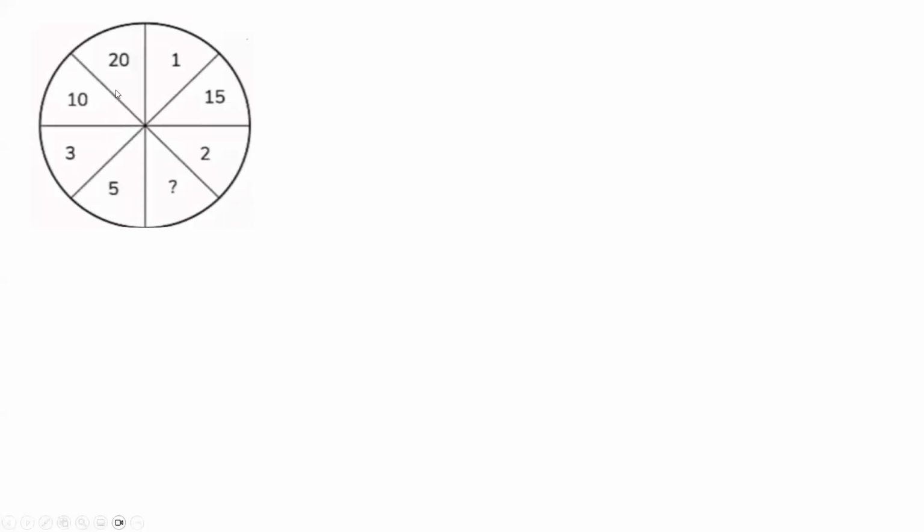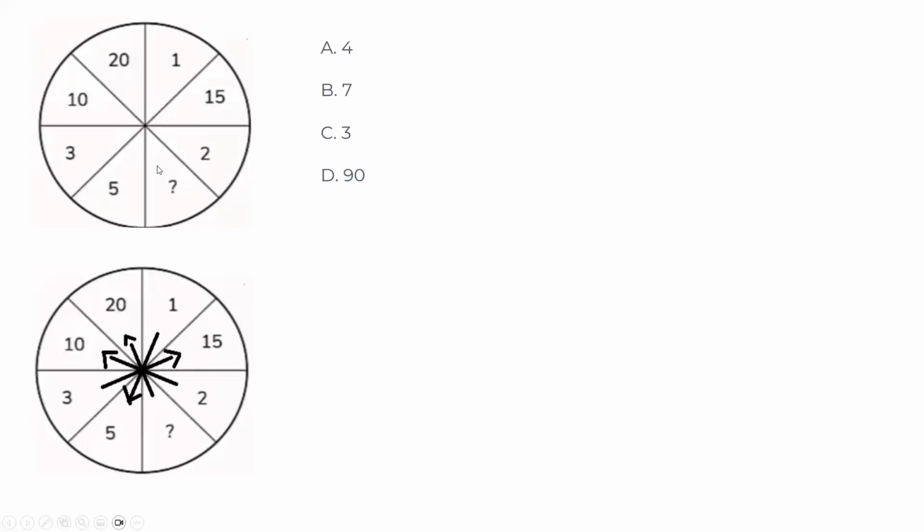So the first question, as you can see on my screen: here we need to find the missing number. As you can see the question mark, we have to find which number is best suited here. All these blocks are interrelated to each other, and we have to figure out how they are interrelated, and by figuring that out find which number is best suited for this block. The options given are 4, 7, 3 and 90. So you have to start thinking how these blocks are interrelated.